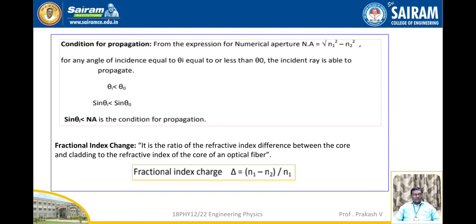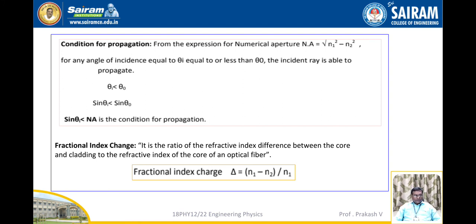So now I am going to discuss the condition for propagation. For the expression of numerical aperture, that is NA is equal to square root of n1 square minus n2 square, for any angle of incidence theta I, which is less than or equal to theta naught, the incident ray is able to propagate. That means it will undergo total internal reflection. That means theta I is less than theta naught or sin theta I is less than sin theta naught. So sin theta I less than numerical aperture is considered as the condition for propagation.